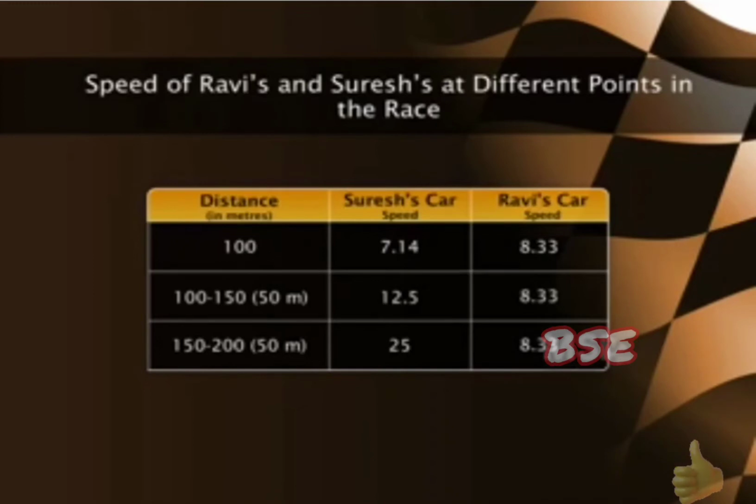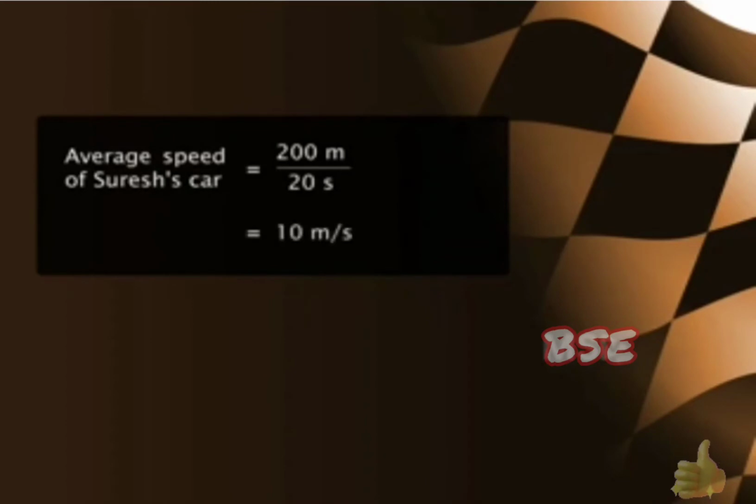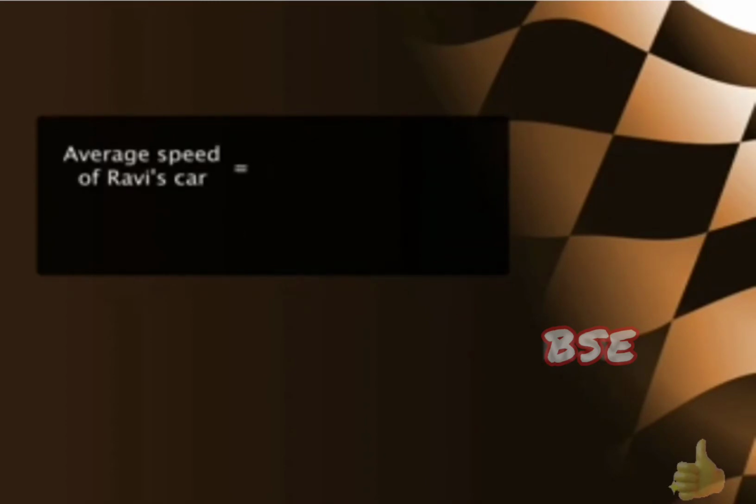Objects in motion do not always travel at the same speed. In case of non-uniform speed, we calculate the average speed of the object as the total distance covered by the object divided by the total time taken to cover that distance. The average speed of Suresh's car in the car race was 10 meters per second, as against Ravi's car's speed of 8.33.